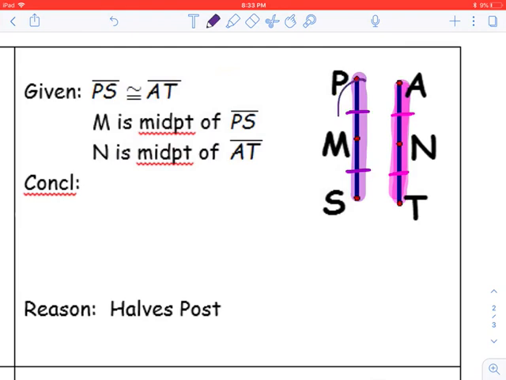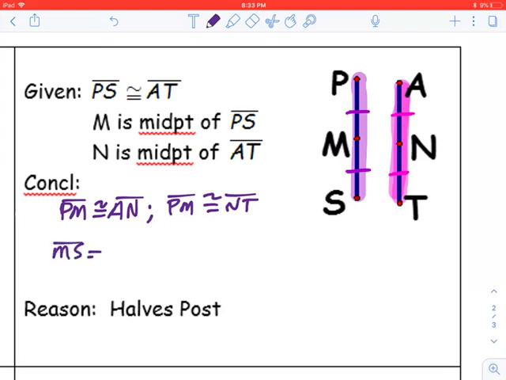So I can say, for instance, PM is congruent to AN, or I could also say PM is congruent to NT. Okay? Because they're all the same part. They're all the same length. But what I could also say is MS. So MS is congruent to both as well: AN, or MS is congruent to NT. Okay? And that's by the halves postulate. All right?